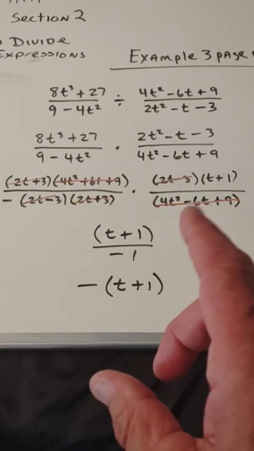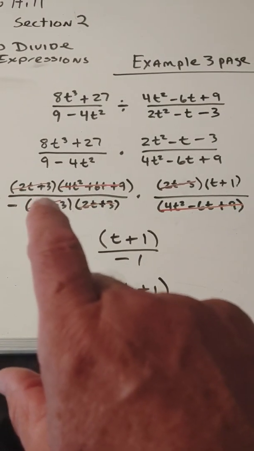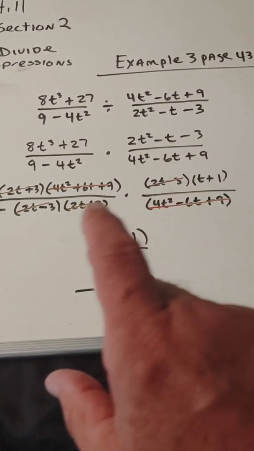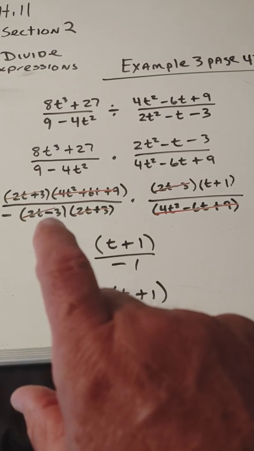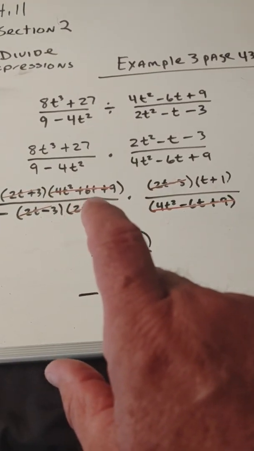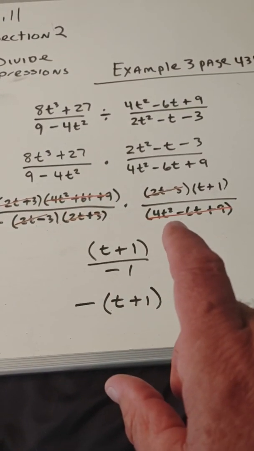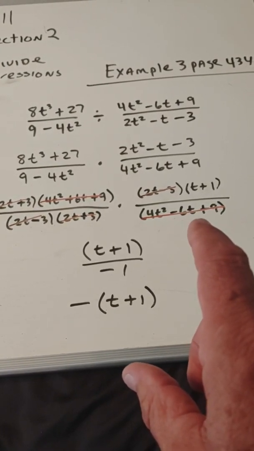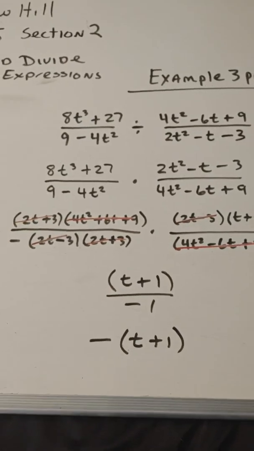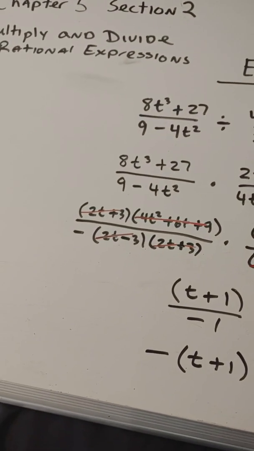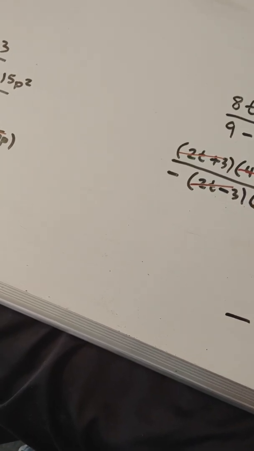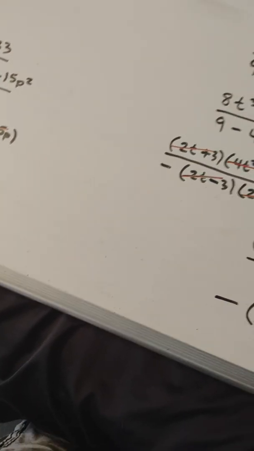If you look at what happens here, now let's go and cancel out. So 2t plus 3 cancels out with 2t plus 3. 2t minus 3 cancels out with 2t minus 3. 4t squared minus 6t plus 9 cancels out with 4t squared minus 6t plus 9. This is a minus, so this becomes a minus.